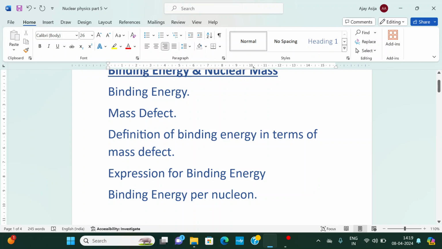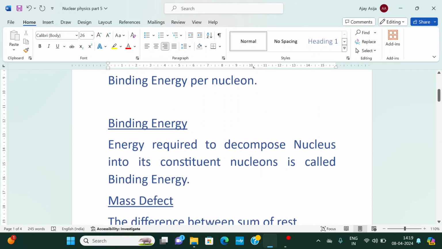So the first question that arises in our mind is, what is the objective of learning binding energy? Binding energy is needed to find binding energy per nucleon, which is a very important quantity because it accounts for the stability of the nucleus. To compare the stability of nuclei, we need binding energy per nucleon, and to find binding energy per nucleon, we need binding energy. So we need to learn binding energy. Let us move to our first topic, that is binding energy.